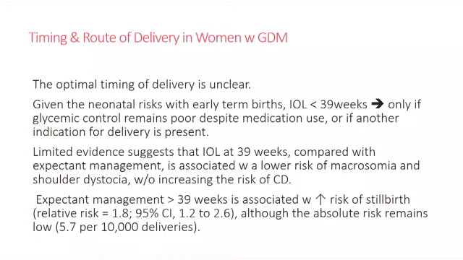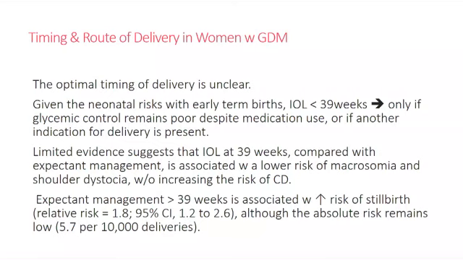Limited evidence suggests that induction of labor at 39 weeks compared to expectant management is associated with a lower risk of macrosomia and shoulder dystocia without increasing the risk of cesarean delivery. Expectant management beyond 39 weeks is associated with increased risk of stillbirth. The relative risk is 1.8, although the absolute risk remains low.